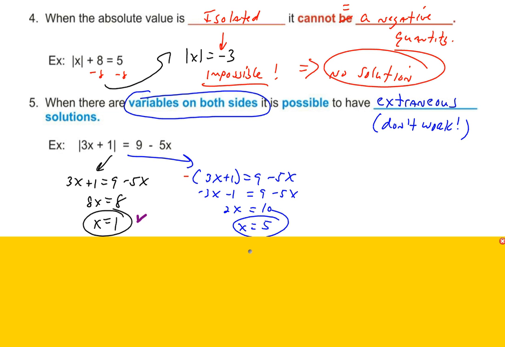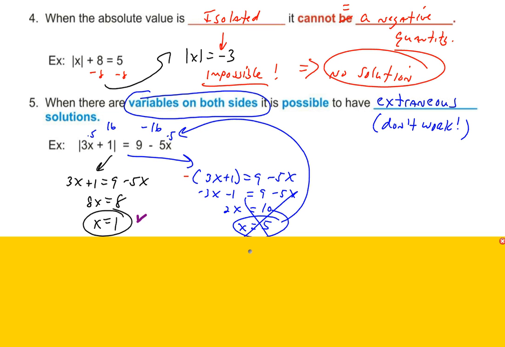Okay, so now I got to put that 5 back in. So I got to put a 5 here. 3 times 5 is 15. 15 and 1 is 16. The absolute value of 16 is 16. The left is a 16. Put a 5 in here. 5 times 5 is 25. 9 minus 25 is what? Negative 16. Did that work?